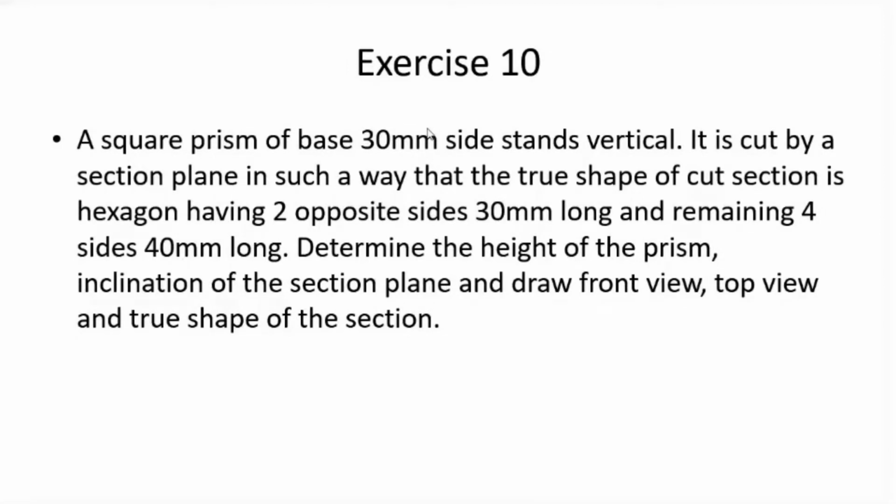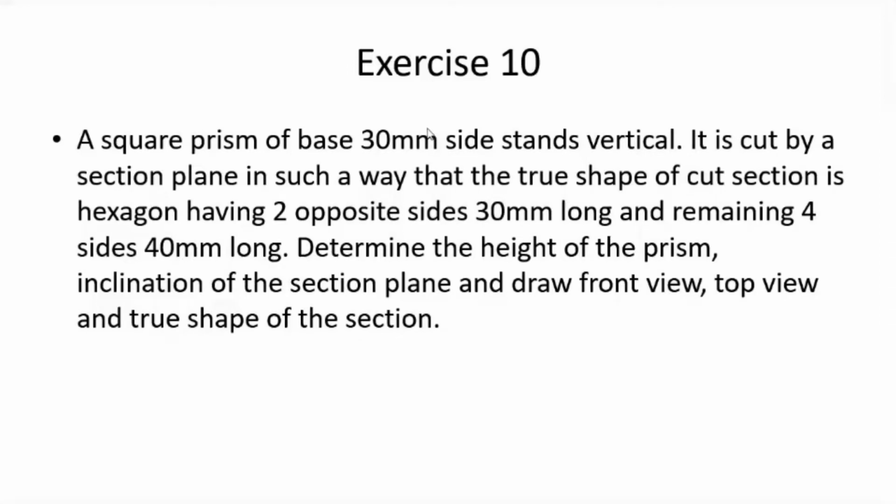So this is another case of a hexagon being the true shape. So let's see the exercise. A square prism of base 30 mm side stands vertical. It is cut by a section plane in such a way that the true shape of the cut section is a hexagon having two opposite sides 30 mm long and the remaining four sides 40 mm long. Determine the height of the prism, inclination of the section plane, and draw the front view, top view, and the true shape of the section.